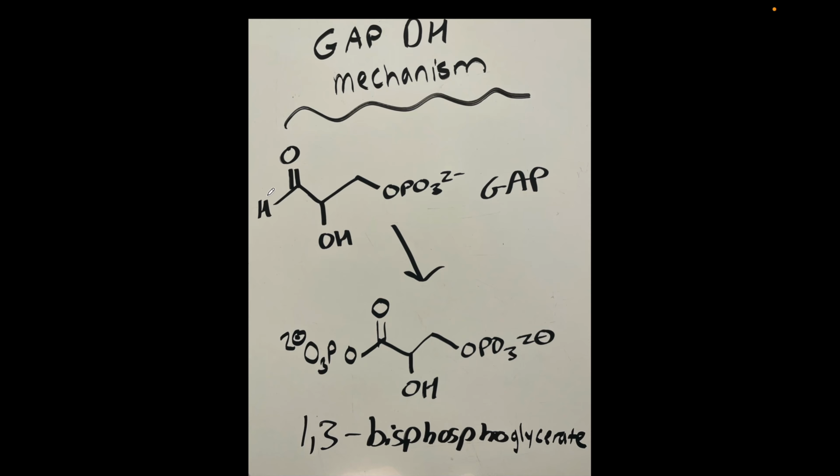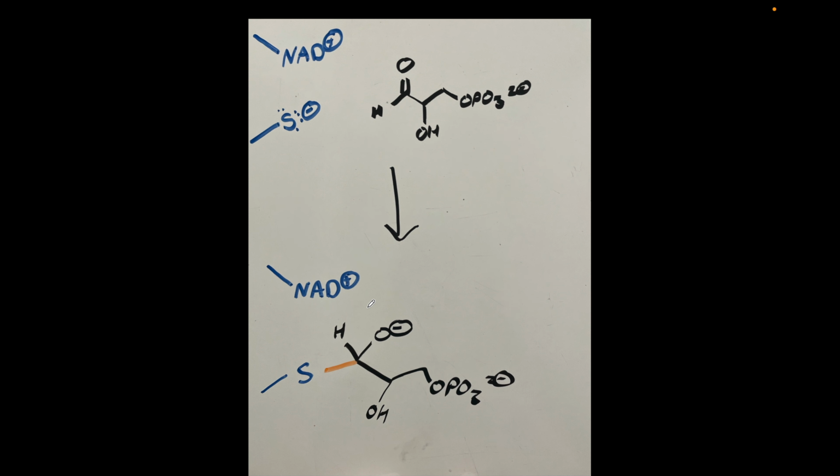And the meat of this reaction is we're going to replace this hydrogen with a phosphate group. But of course, it's never as simple as just yanking it off and putting something back on. We have to go through a couple of intermediates, and that includes some covalent catalysis as well as some redox reactions. Okay, so this is how it starts.